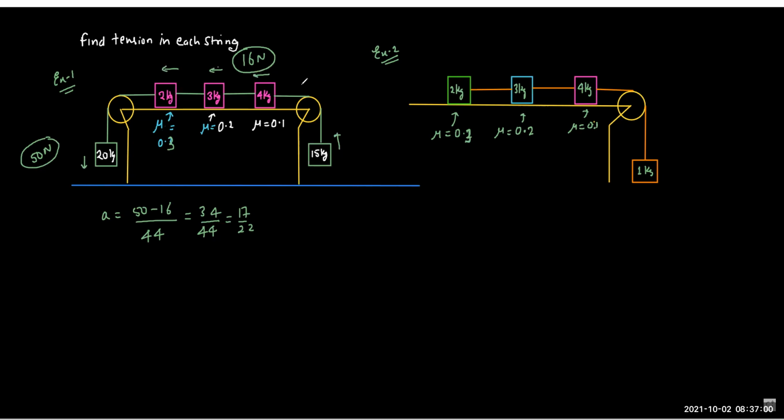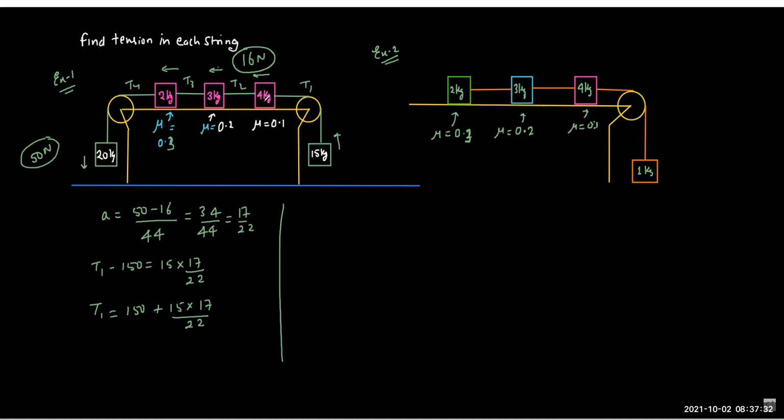So if I call this tension as T1, this as T2, this as T3, this as T4. For T1, we can say that T1 minus 150 must be equal to 15 into 17 by 22. So this turns out to be something very weird, not an integer value, but nevertheless, it's a value. So now similarly, we can do it for T2 and T3.